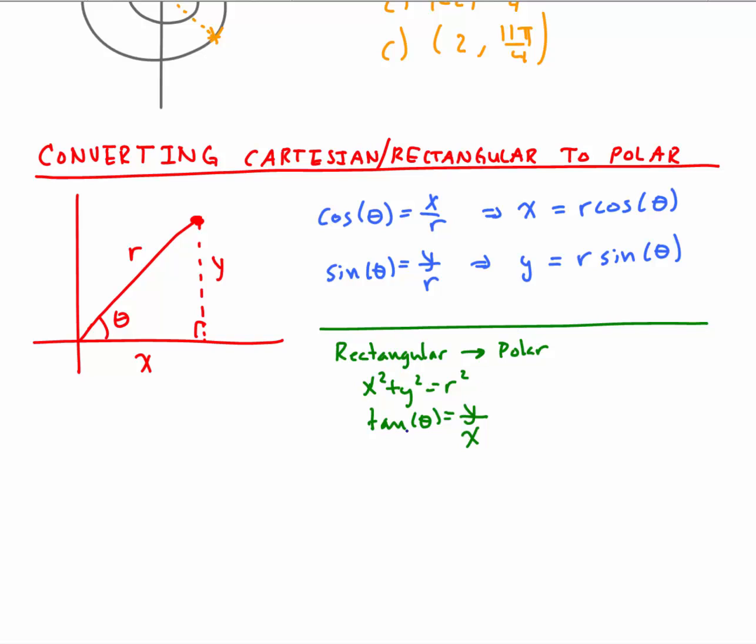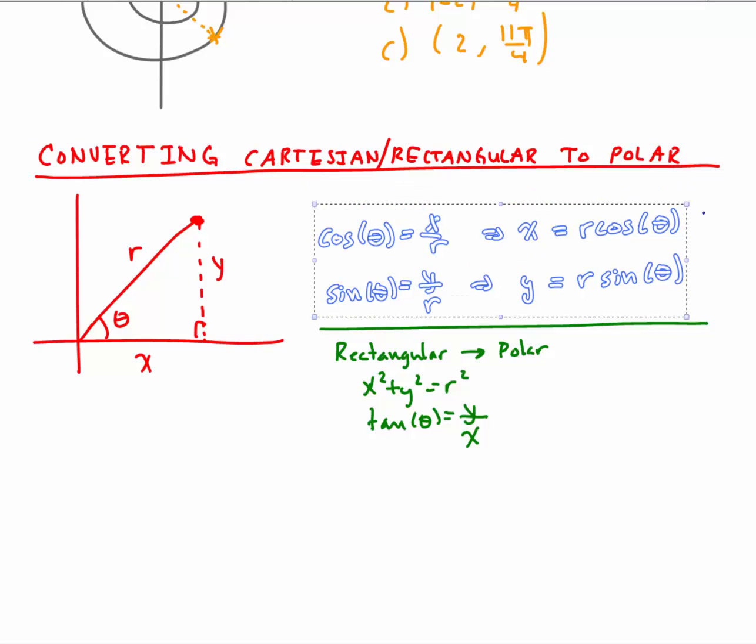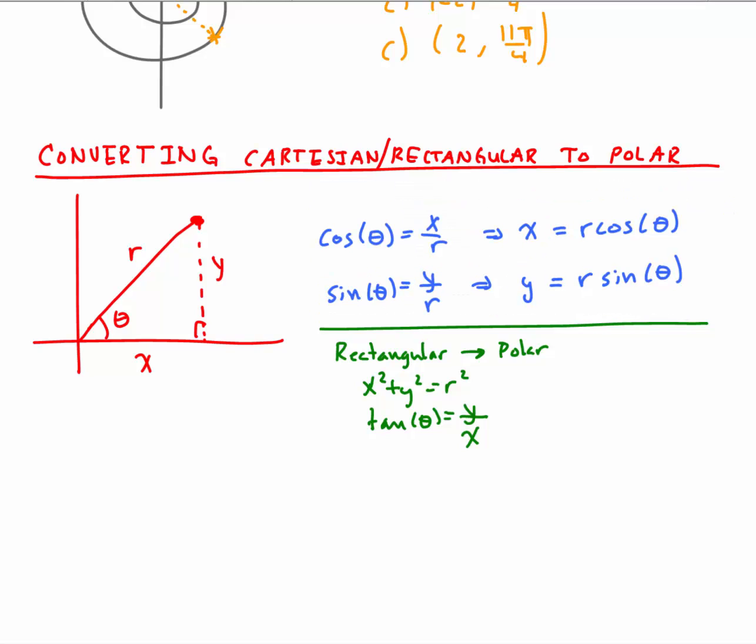So these are the formulas I'd use for rectangular or polar, and I should write up here then that this is what I would use for polar to rectangular. So I'm going to scoot these down a bit so I have enough room to put in that heading. So this is what I would use for polar to rectangular.